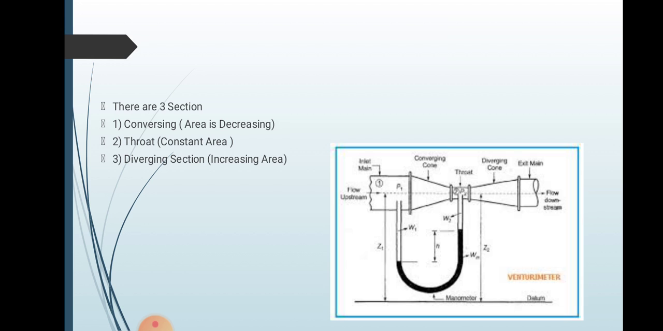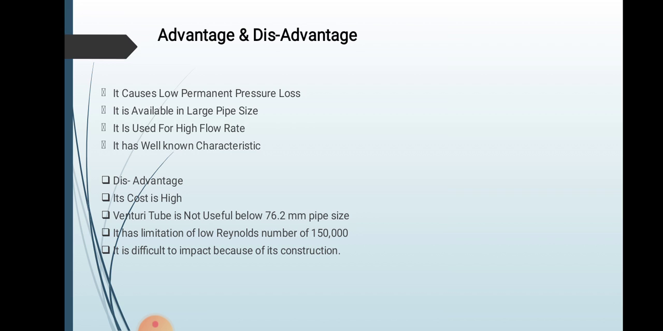Now what are the advantages and disadvantages? As I said earlier, it causes low permanent pressure loss. It is available in large pipe sizes. It is used for high flow rates and it has well-known characteristics.